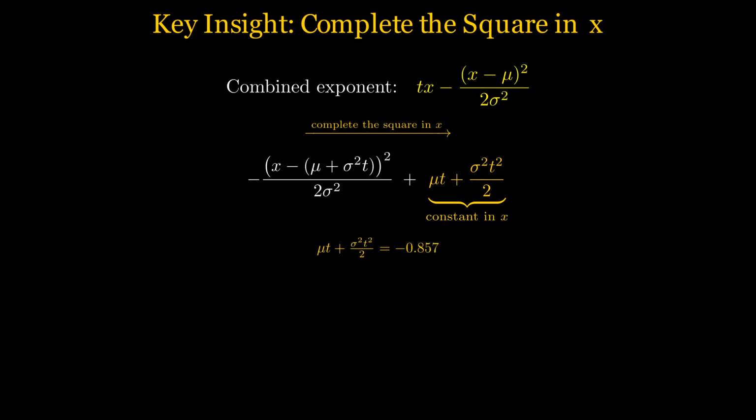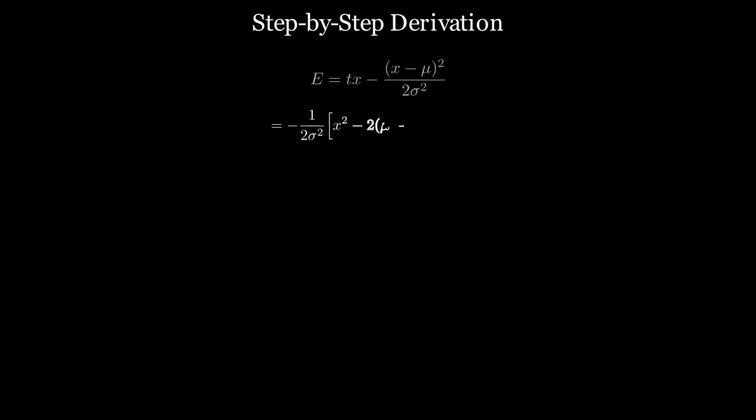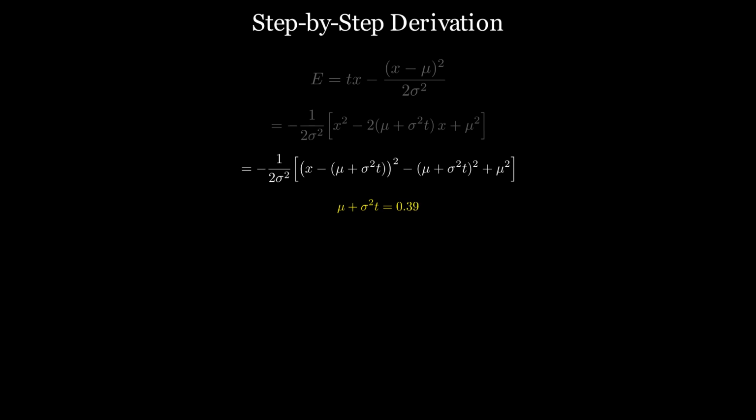The combined exponent rearranges into a perfect square in x, plus a constant that depends only on t. That constant, mu t plus sigma squared t squared over 2, becomes the entire exponent in our final answer. Step by step, combine the two exponents over the common denominator 2 sigma squared. Expand the numerator: x squared minus 2 mu x plus mu squared minus 2 sigma squared t x. Group the x squared and linear x terms. The coefficient of x is 2 times (mu plus sigma squared t). Factor out negative 1 over 2 sigma squared and rewrite the bracket, ready for the perfect square.